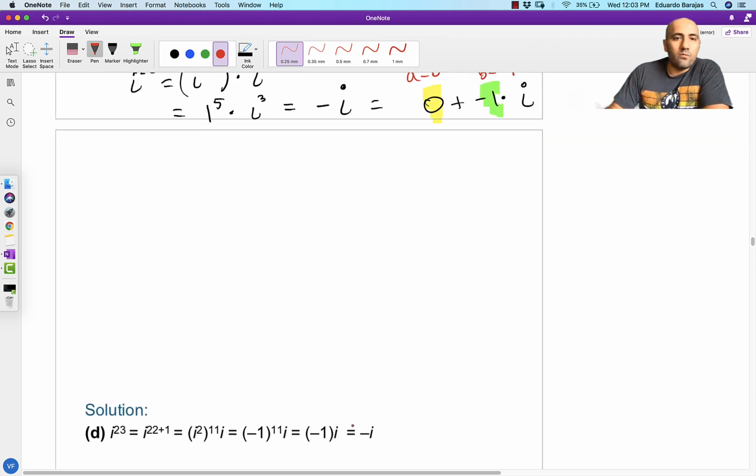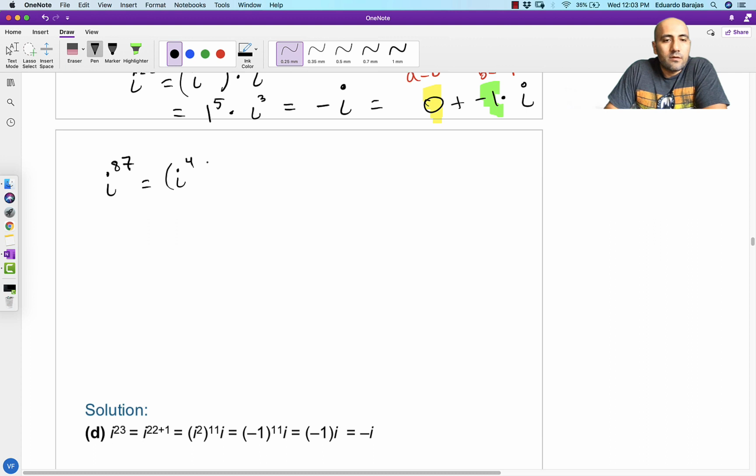Let's do one more just for fun. What if it was i to the power of 87? Like, what is i to the power of 87? Okay, so your first goal is to determine how many even multiples of 4 can be brought together out of 87, right? So if you have 87 i's, how many groups of size 4 can you form, right?